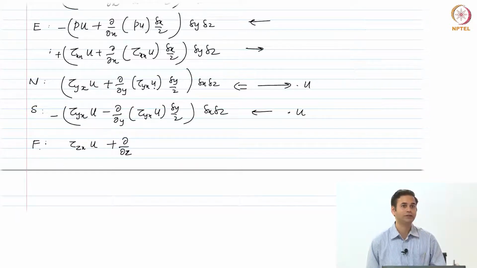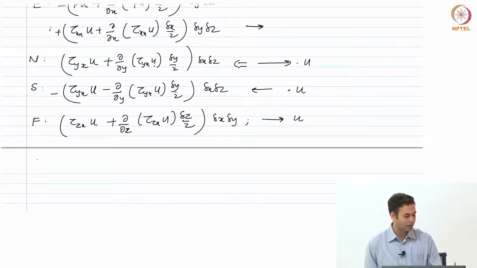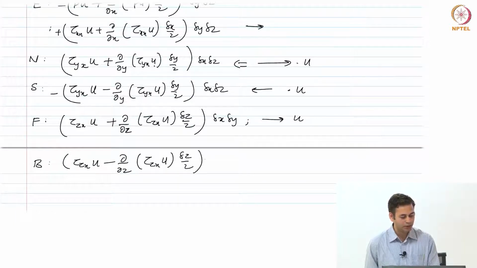Okay. Now, what about the front face? It will be tau zx times u plus partial z of tau zx times u, delta z by 2, multiplied with delta x delta y, right. This is acting in the positive direction, we multiplied with u. When it comes to the back face, we have tau zx times u minus partial z of tau zx times u, delta z by 2, times delta x delta y, right. This will come with a negative, right, because this was force acting in the negative x direction, we multiply with u, okay.